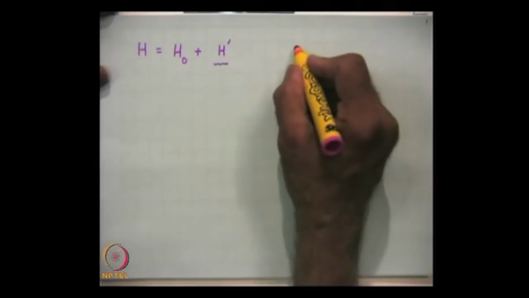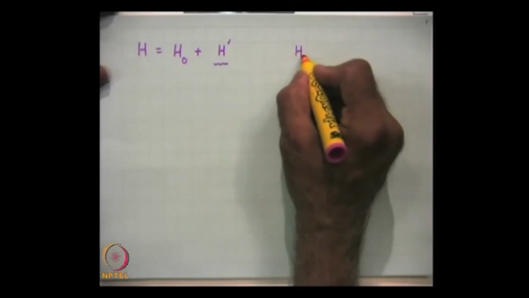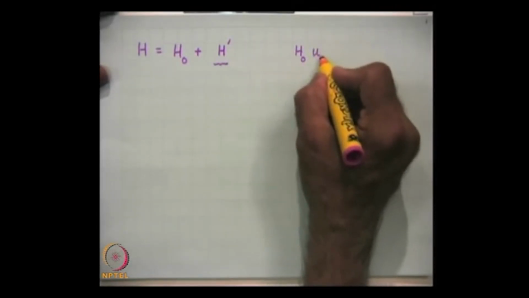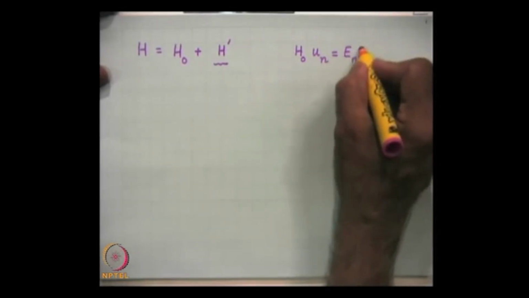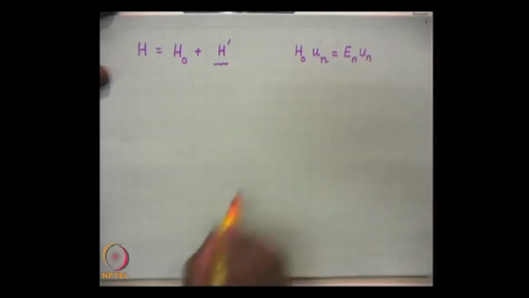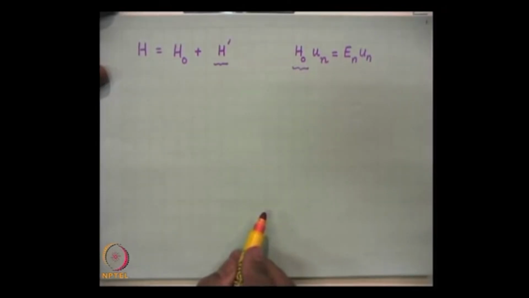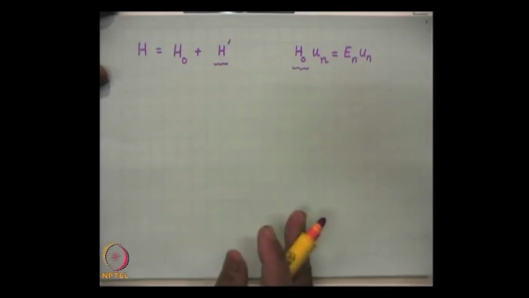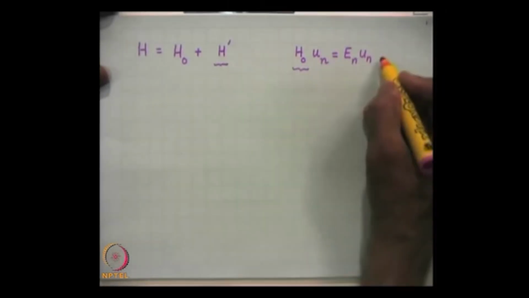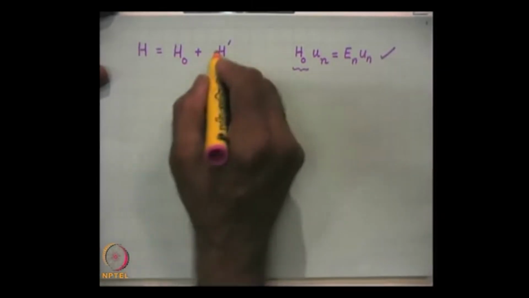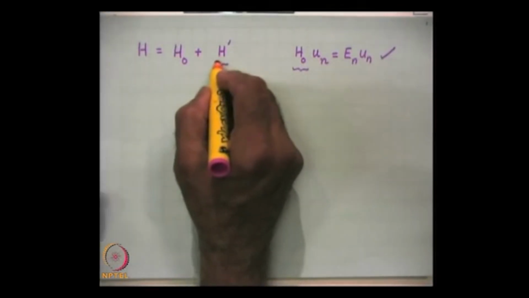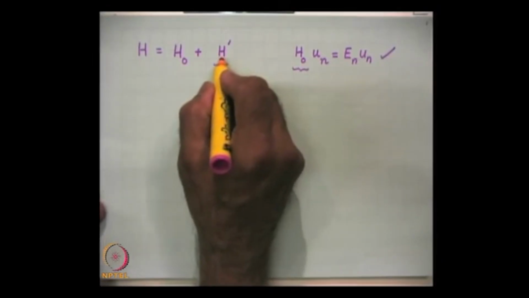So, for H naught, we know the solution of the eigenvalue equation. H naught u n is equal to E n u n. For example, H naught may correspond to the linear harmonic oscillator problem or to a hydrogen like atom problem or something like that. So, for H naught we know this. Now, on top of that we introduce the term H prime.